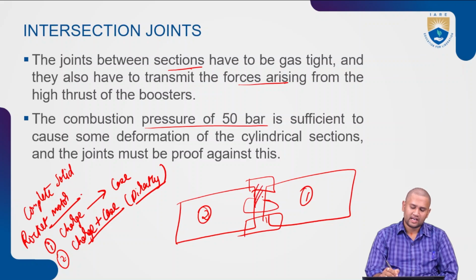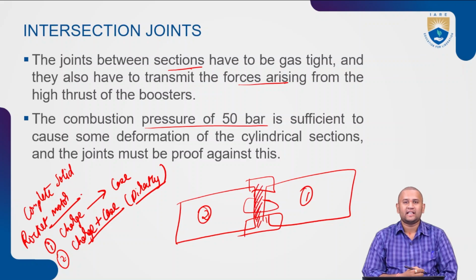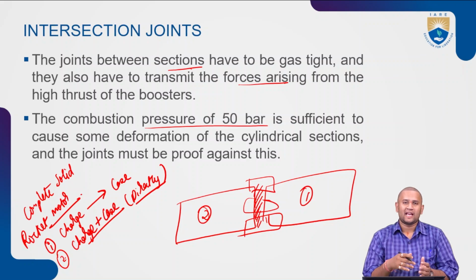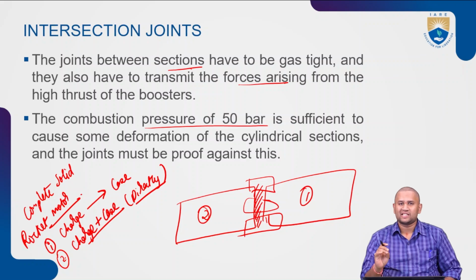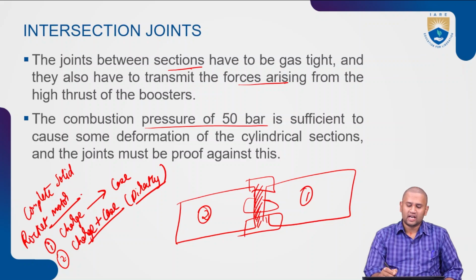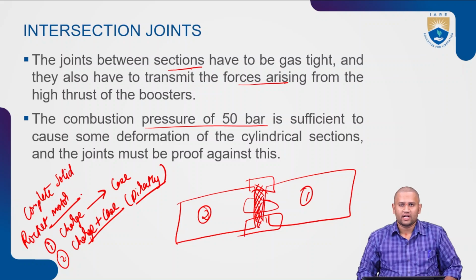These have to be airtight in nature, such that the combustion gases in the solid rocket motor should not exit through these seams, and the outer atmospheric air should not enter the solid rocket motor through these cracks. So these are to be tightly bonded, making sure that nothing gets through.